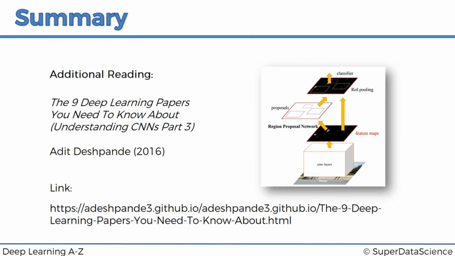If you'd like to do some additional reading, then there's a great blog by Adit Deshpande from 2016. You can see the link over there at the bottom. The blog is called The 9 Deep Learning Papers You Need to Know About: Understanding CNNs Part 3. And this blog gives you a short overview of 9 different CNNs that have been created by people like Yann LeCun and others, which you can then go ahead and study further. There will be a lot of things that will be totally new to you and that you will have to get your head around.